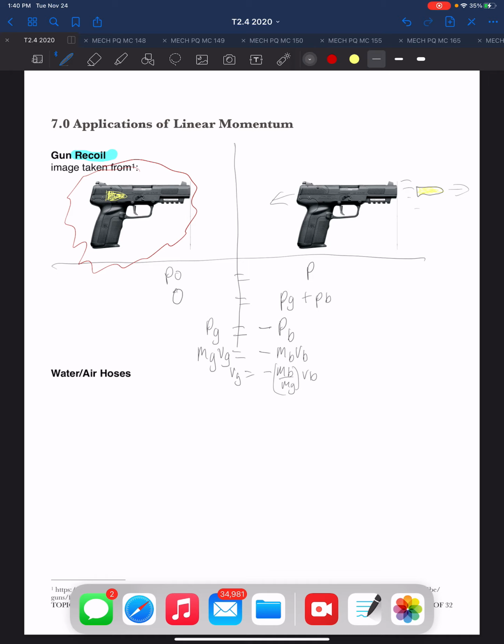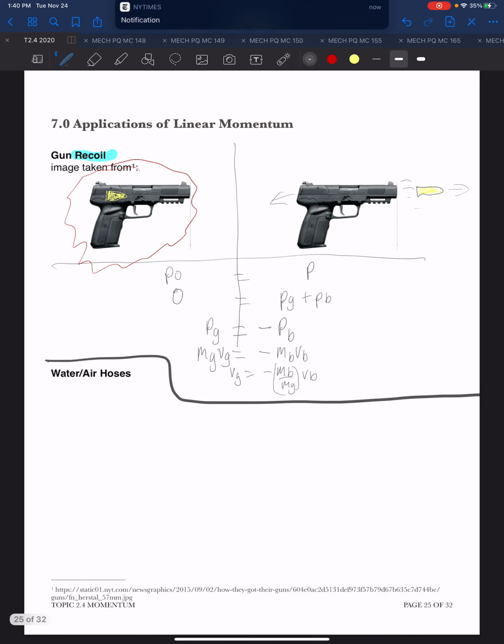Now the bullet is very, very small compared to the mass of the gun. So that means this ratio of the masses will be a small number. So you take a small number like, say, 0.1 and multiply it times the velocity of the bullet, then the gun would have a much smaller velocity than the bullet. And notice then that the velocity of the gun is inversely proportional to the ratio of the masses. So that's how we can analyze a gun in the case of explosions and conservation of momentum.